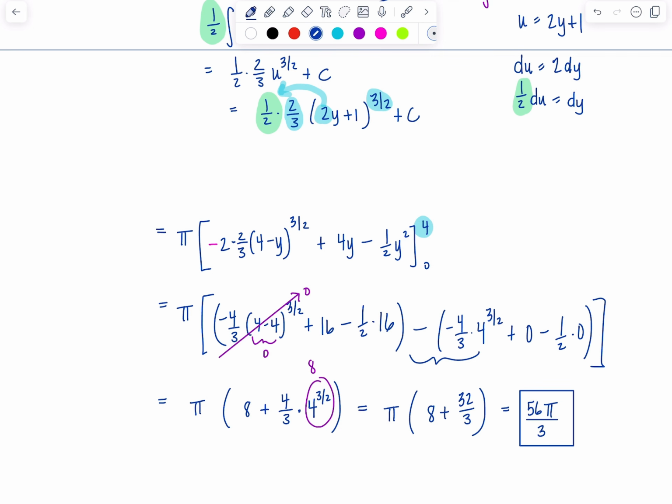The graphs are essential. Always use the original region when determining the limits of integration and the radii.